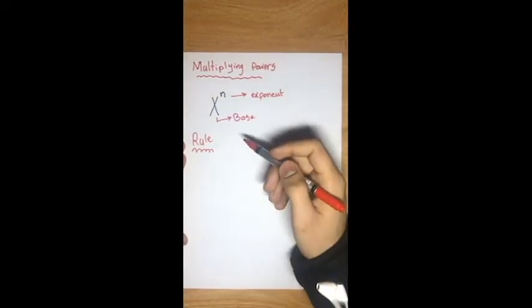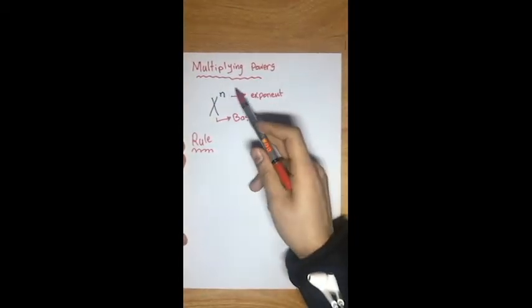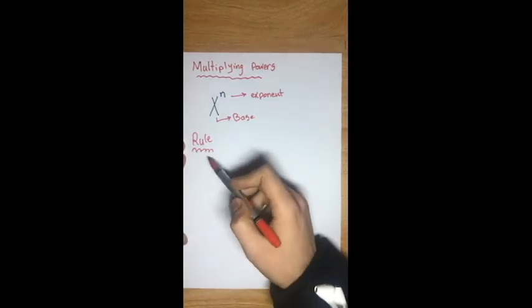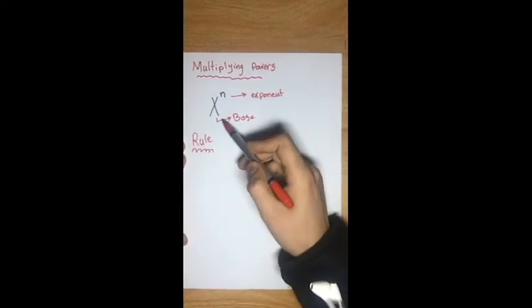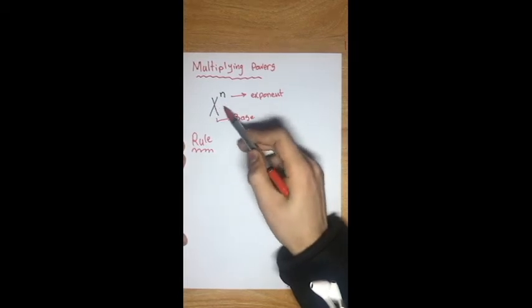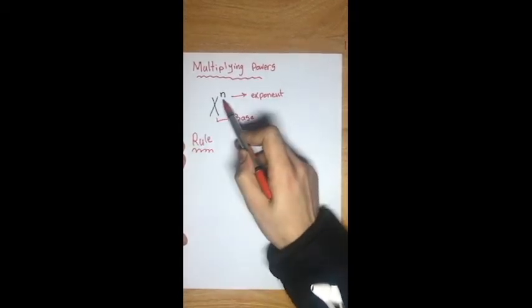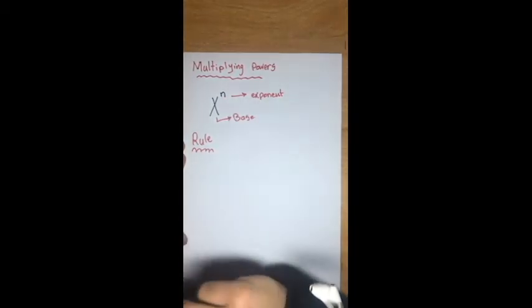Hello everyone. Today's topic is about multiplying powers. Before we get to the rules for multiplying powers, you need to remember that this is the exponent, this one is called the base, and this is called the exponent, okay?